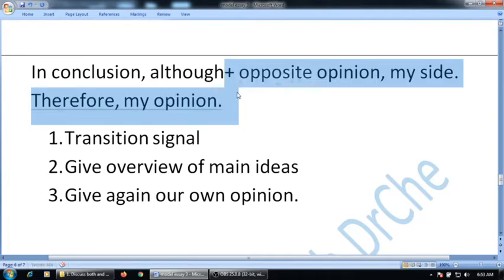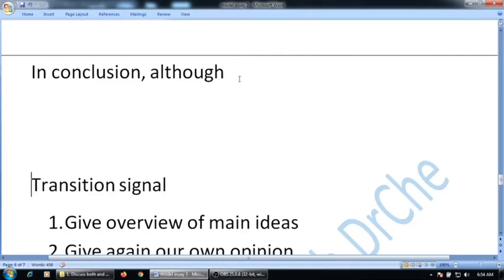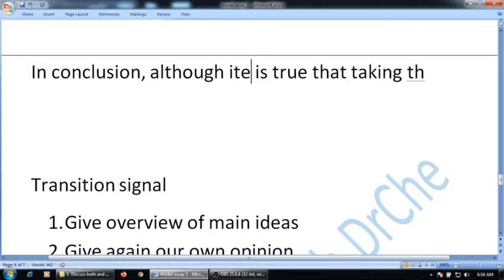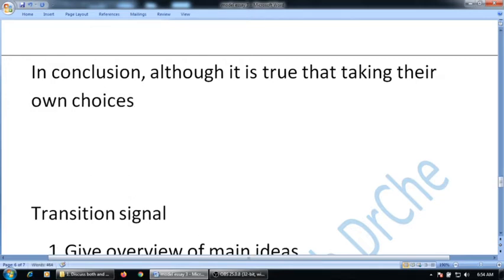So let us remove this. Opposite opinion, that children should select their own activity. This was the opposite and my side was that parents should select. So I would write something like this. In conclusion, although it is true that taking their own choices, this is plural, so we will use make. There is some mistake here, I will teach you later on why.